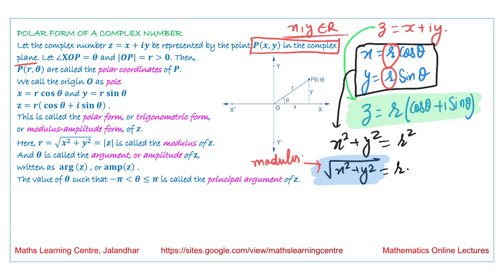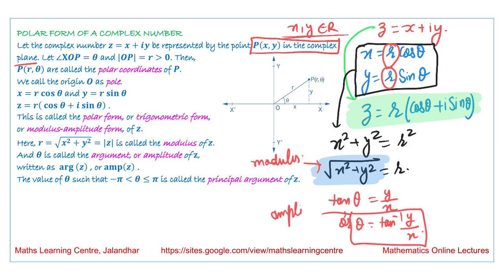And if I divide both these terms, I will obtain tan theta equal to y by x, or we can write theta is equal to tan inverse y by x. This theta is called the amplitude of the complex number. And if the value of this theta lies between minus pi and theta less than or equal to pi, then it is called the principal argument or principal amplitude.